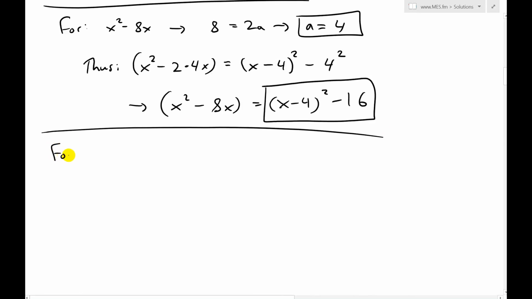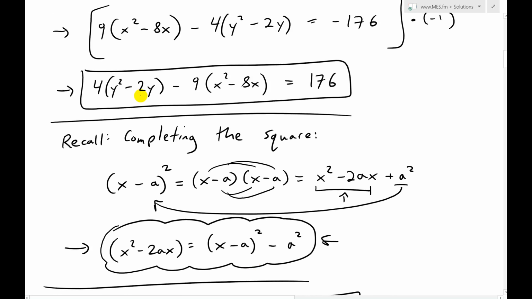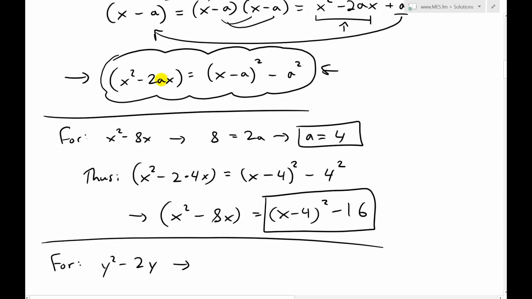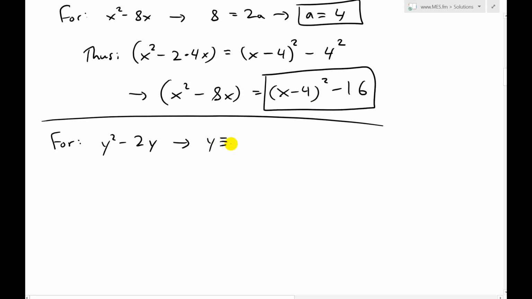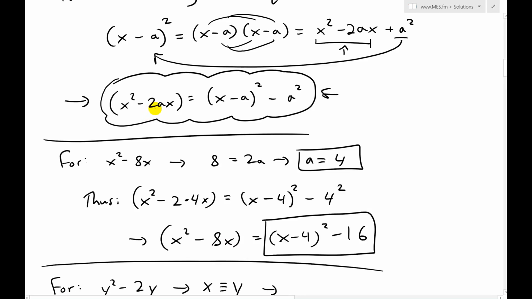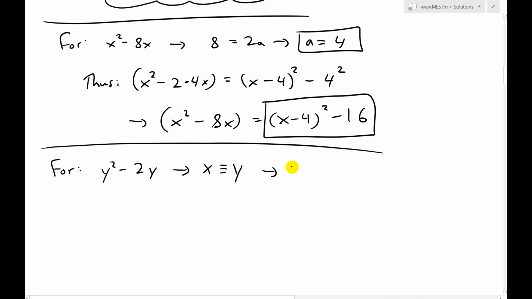Now for the y one, y squared minus 2y. So we have y squared minus 2y. Now in this case, we're just going to use y instead of x, but the same thing applies. So we'll just say y is identical to x, or the other way around, the x in the above formula is identical to y. Either way. Anyway, so now in this case what we have is our a. That's just going to be 2a equals 2. So in other words, 2 equals 2a. We get a equals, well, this just cancels, a equals 1.